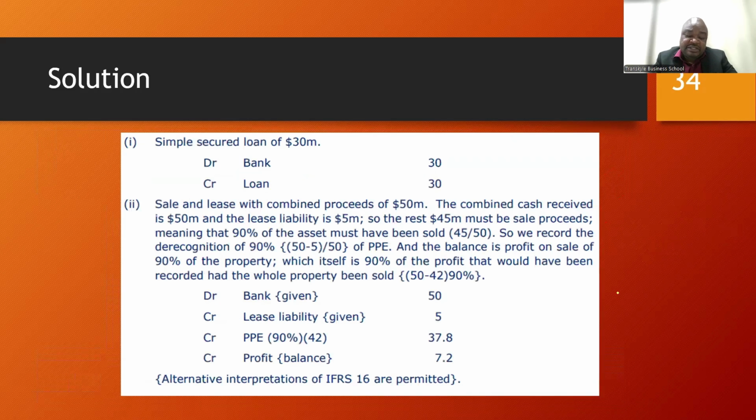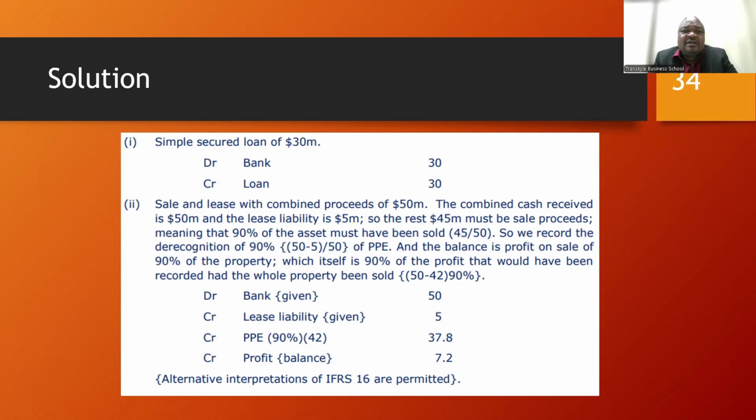Actually, this is how it is presented: we need to recognize a loan, that is, debit bank. We are debiting bank because we are receiving money, the proceeds, and crediting the loan. It's just a simple loan of 30 million. This guy was given money of 30 million, and that 5 million will be interest. It's an interest charge. Is that clear?